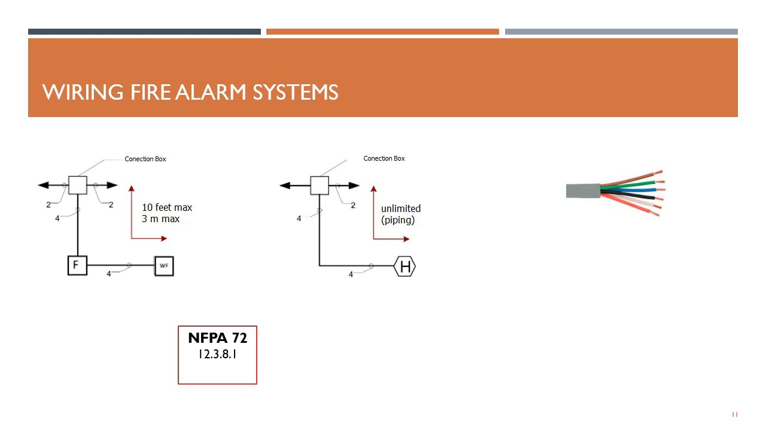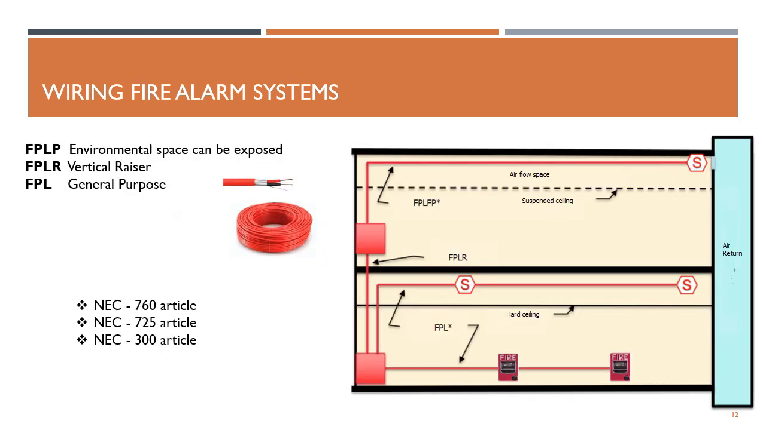Let's now talk about the type of cables. In this case, we will focus on energy limitation systems, which are the most commonly used, which must be 18 gauge minimum. As you can see in the picture, we have the FPLP, which are those used for environmental spaces. This cable can be exposed. They do not need to be inside a pipe. We also have the FPLR, which are the riser for vertical installations.